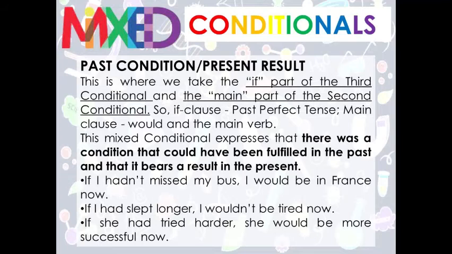We use this mixed conditional when there was a condition that could have been fulfilled in the past and that it bears a result in the present. For example, if I had slept longer, I wouldn't be tired now. So notice that this is a present result, a present consequence. Or if she had tried harder, she would be more successful now. Once again, a present result.